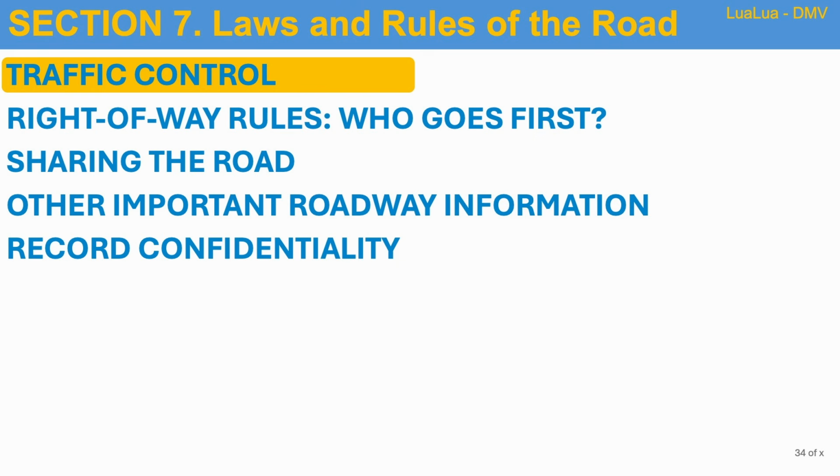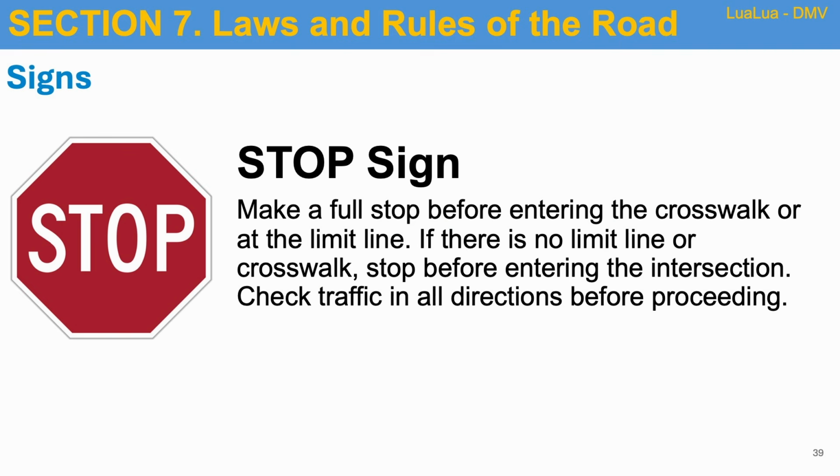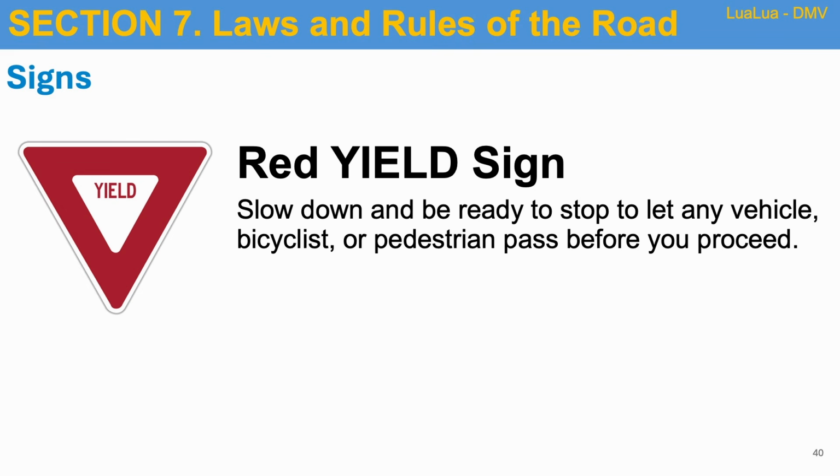Signs. Obey all warning signs regardless of their shape or color. Stop sign. Make a full stop before entering the crosswalk or at the limit line. If there is no limit line or crosswalk, stop before entering the intersection. Check traffic in all directions before proceeding. Red yield sign. Slow down and be ready to stop to let any vehicle, bicyclist, or pedestrian pass before you proceed.